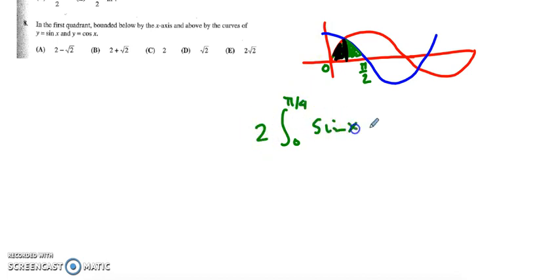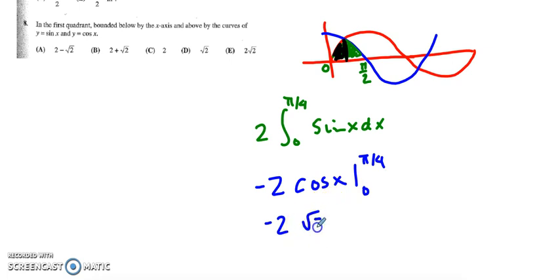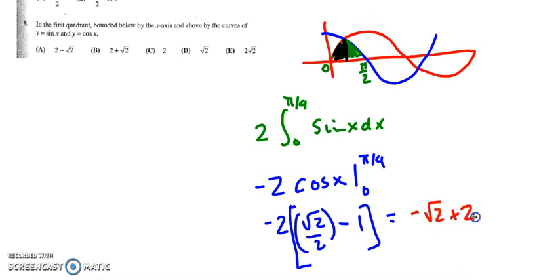So I'm just integrating the sine function. Sine integrates to negative cosine. So I'll have negative 2 cosine of x from 0 to pi over 4, which is negative 2 times the cosine of pi over 4, which is rad 2 over 2, minus, and I need a big bracket around this, minus cosine of 0, which is 1. So when I multiply this out, I get negative 2 over 2 cancels. So I get negative rad 2 plus 2, and my answer is going to be A.